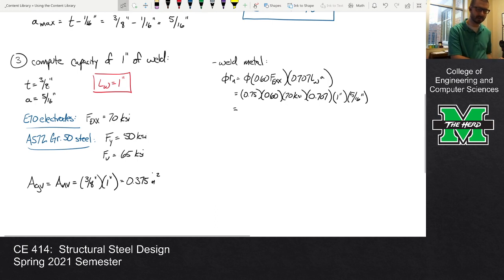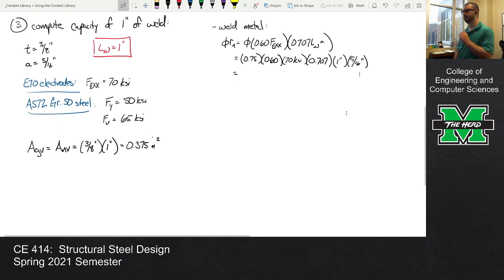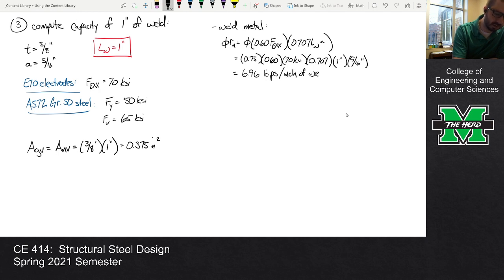I'll scroll this down a bit so that I got a little bit more room if I need it. I didn't forget one, did I? 0.75 phi, 0.6. Yeah, no, that's everything. Do I have a second on that? Kips. And what I like to do is say kips per inch of weld, just so I have it there. Maybe that's just me. I just like to have it there just so I know what that is. All right. Base metal.